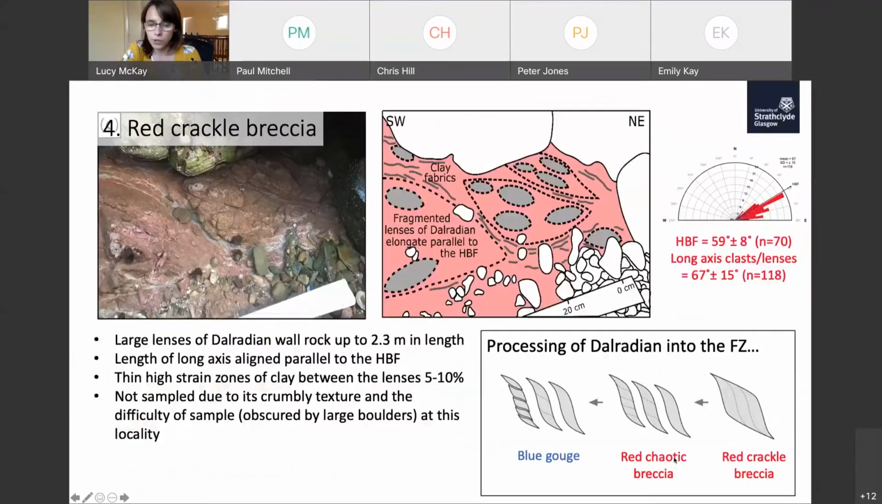So the last of the 4 fault core units is this red crackle breccia, which consists of these large lenses of Dalradian wall rock up to 2.3 metres in length. Couldn't even get all of one in the picture. And again, it wouldn't be surprising to hear that these clasts, these lenses, are aligned within radial shear geometries parallel to the Highland Boundary Fault.